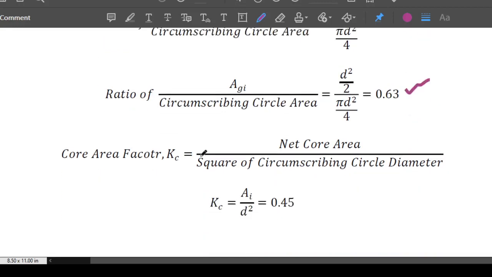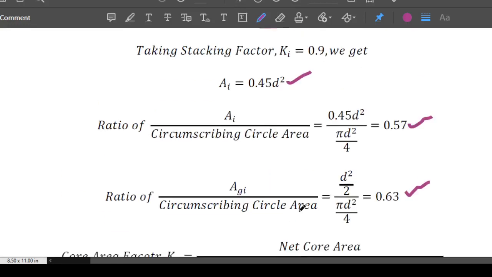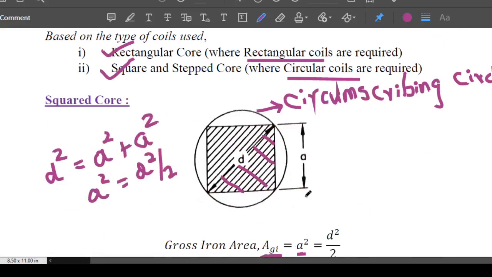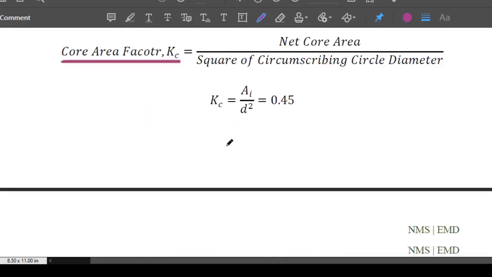With this, we can find out the core area factor Kc, which is the net core area out of the square of the circumscribing circle diameter, that is AI divided by d square, that is equal to 0.45. Now all these values are pertaining to your square core. Now I already told you the disadvantage in this squared core is the core is underutilized in this model because you can see that there are so many portions which are left unused. So next what we are going to do is make more utilization of the space by converting the square into a stepped shape, and that diagram is shown in your next one.